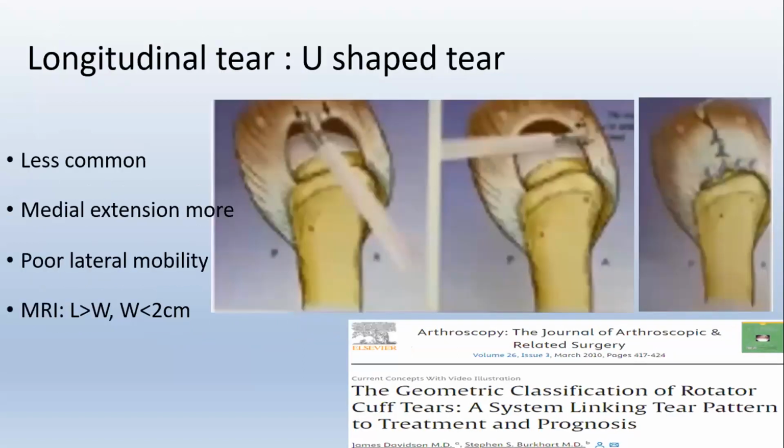In case of longitudinal, that is U-shaped tear, it is less common. Here, the medial extension of the proximal stump is more, because of which the mobility of the stump will be poor. That is, here length will be more than the width, and width will be less than the 2 centimeter.